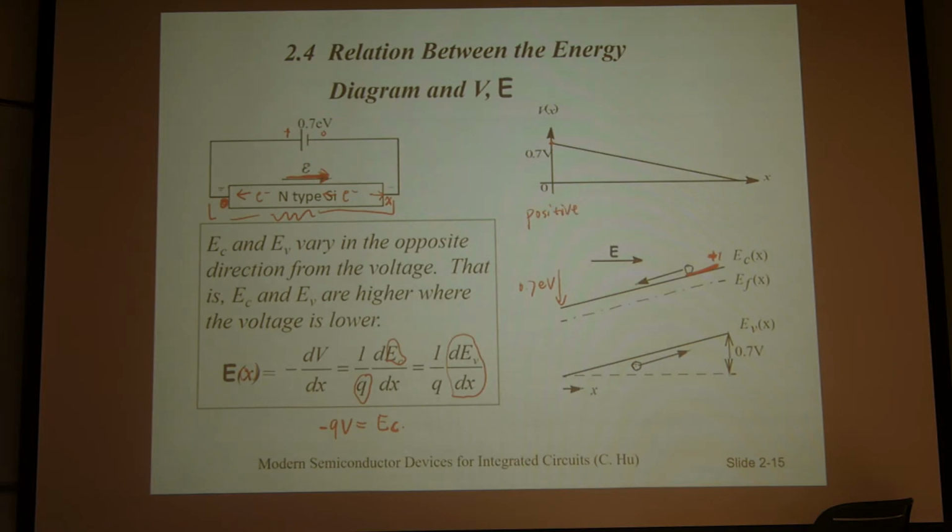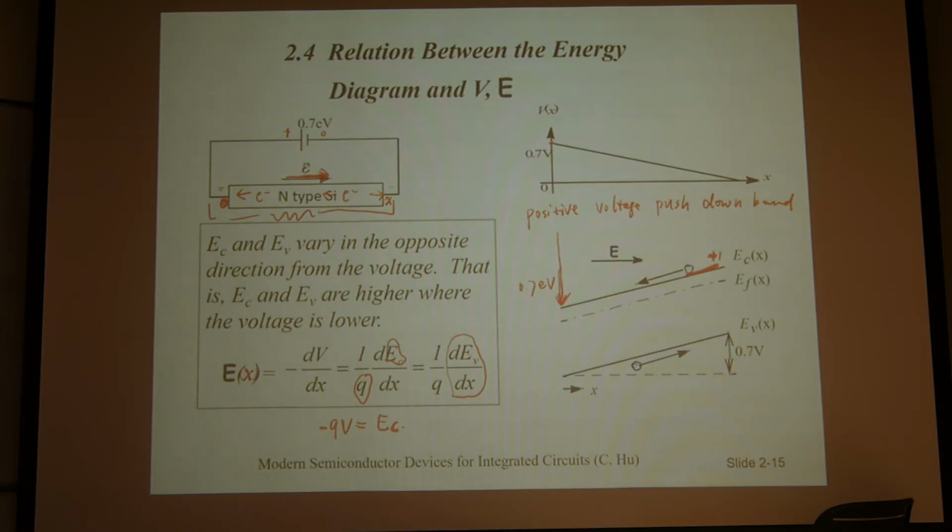Let's say positive voltage will push down the band. That means here, positive voltage applied to the left hand side will push down the band. This is a very important conclusion, because later when we analyze the p-n junction or the MOSFET transistor, we are going to use this again and again. Remember, the positive voltage is going to push down the band.